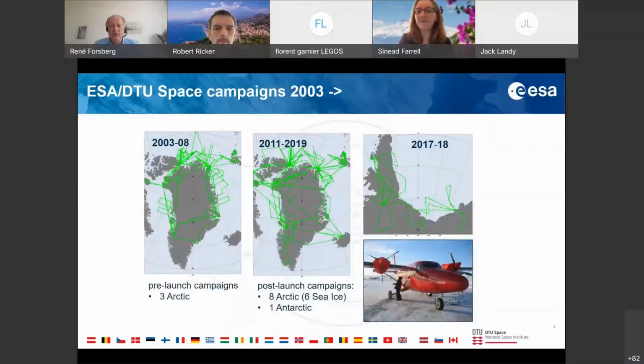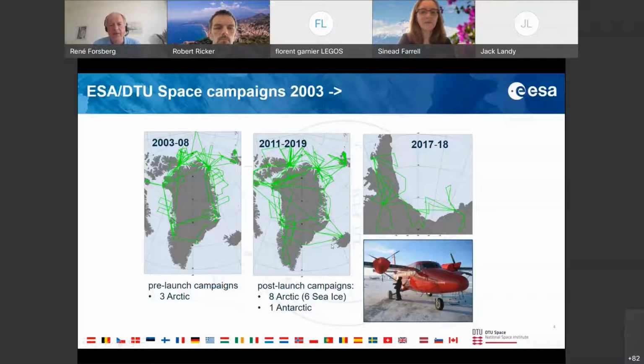When we started, we actually started before the launch of the first CryoSat. In 2003, there was a campaign joined with the APL folks, and we flew the APL Ku band radar north of Greenland and across the Greenland ice sheet. And there were a couple more campaigns in preparation of CryoSat 2. Then during the 2010s, we had a total of 8 campaigns in the Arctic and 1 in the Antarctic with different goals and different things.